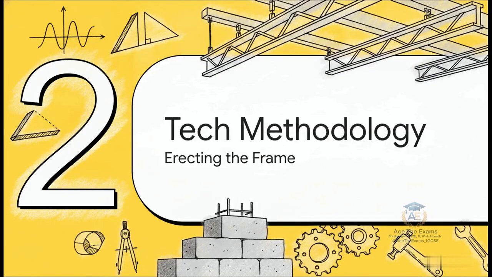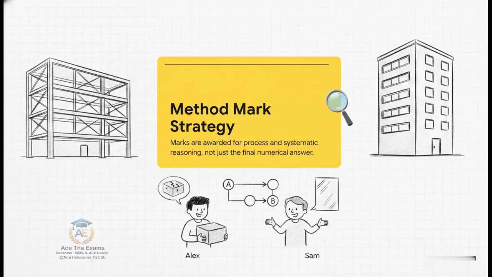Let's move straight into Phase 2, erecting the frame, focusing purely on technical methodology. So the single most critical point on this slide, the literal iron framework of our entire system blueprint, is the method mark strategy. You have to understand this deeply. This is a foundational assessment principle where marks are explicitly awarded for the process and the systematic reasoning, not just the final numerical answer. Think of it as the examiner rewarding you for making your step-by-step construction process completely visible on the blueprint.